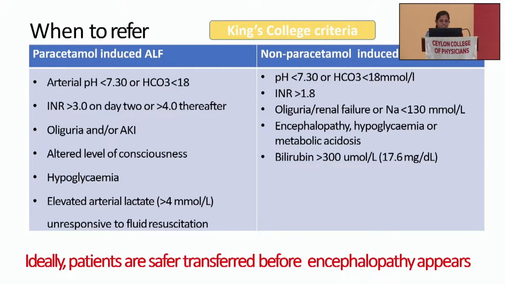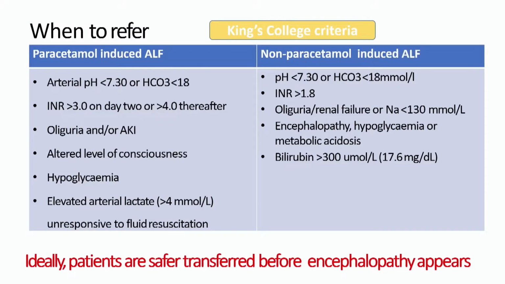Based on certain criteria, we should refer those patients to the liver transplantation unit. That is based on the King's College criteria. If the patient has paracetamol-induced acute liver failure, with arterial pH less than 7.3, INR more than 3, oliguria, altered level of consciousness, hypoglycemia, or elevated arterial lactate unresponsive to fluid resuscitation, those are the common criteria to refer to the liver transplantation unit.